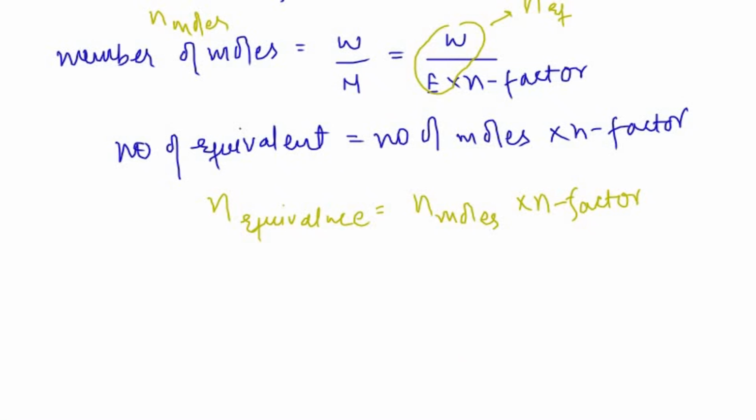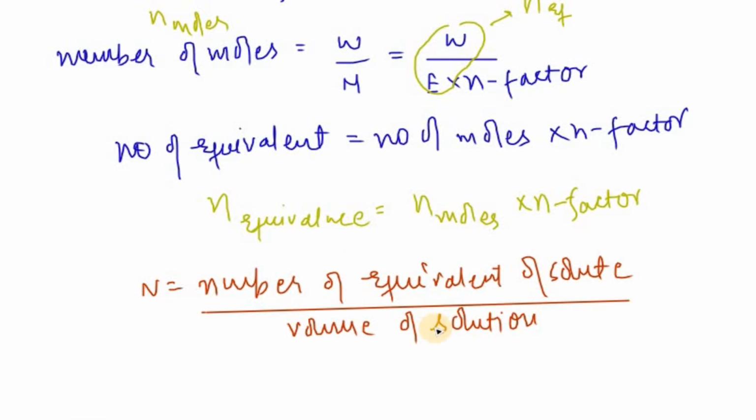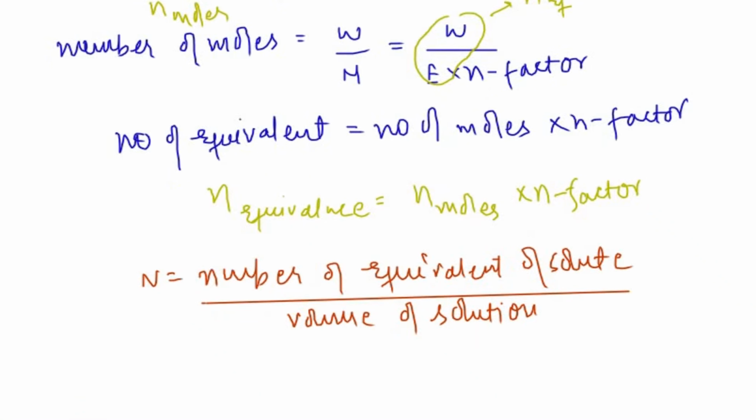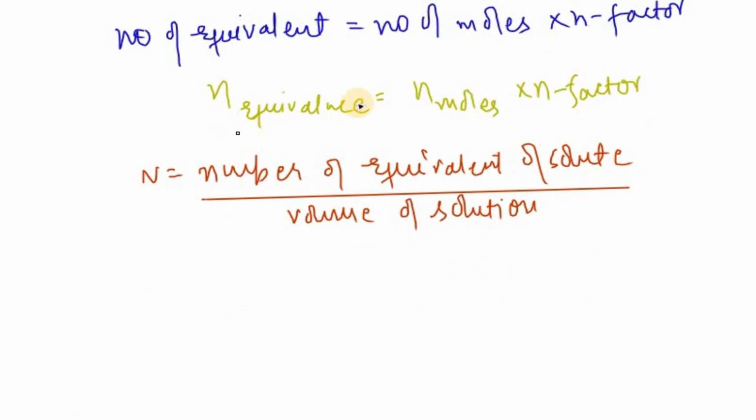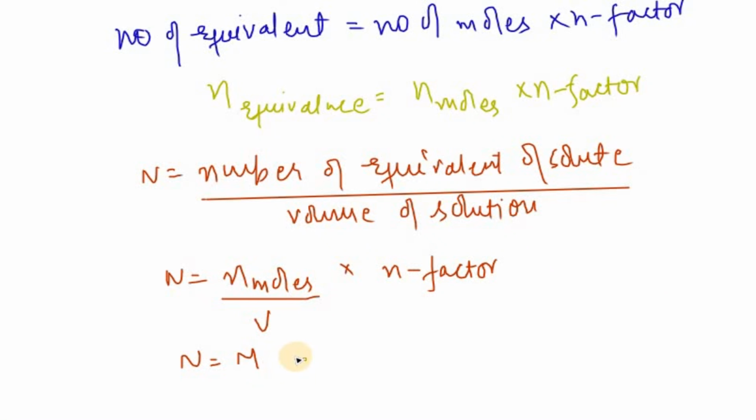Now we know what normality is. Normality is equal to the number of equivalents of solute over the volume of solution. We know the number of equivalents is equal to the number of moles multiplied by n factor, over the volume. This number of moles by volume we know is molarity. So normality equals molarity multiplied by n factor.